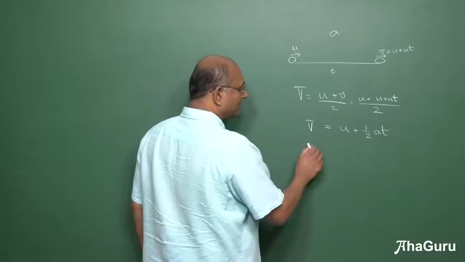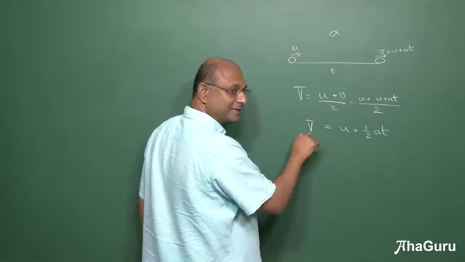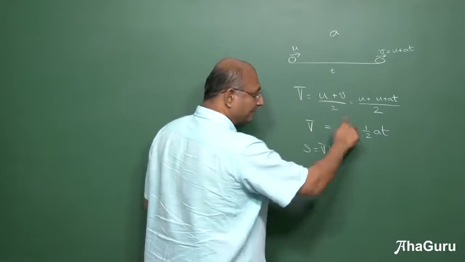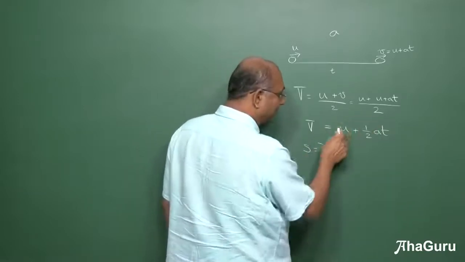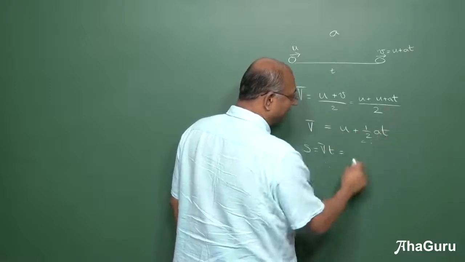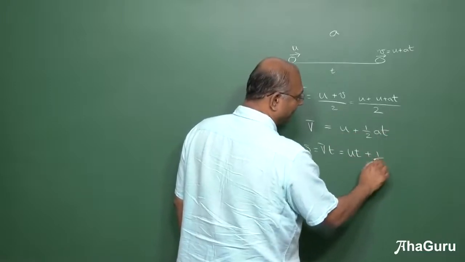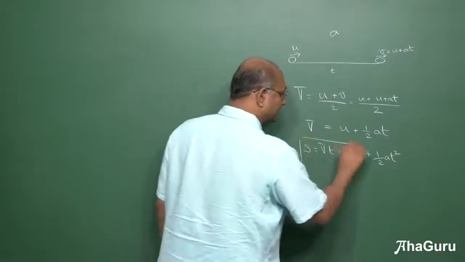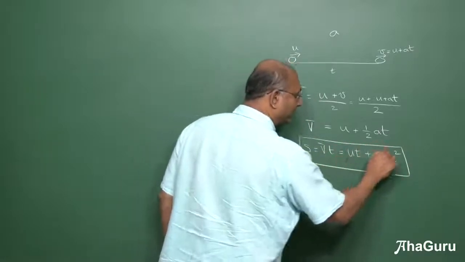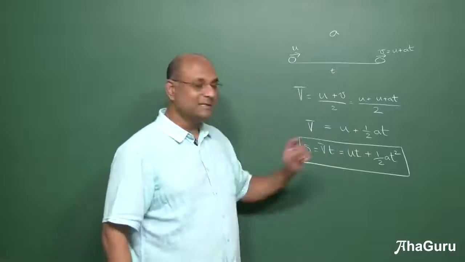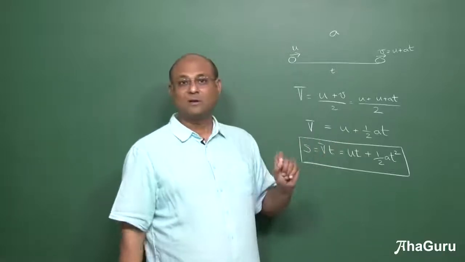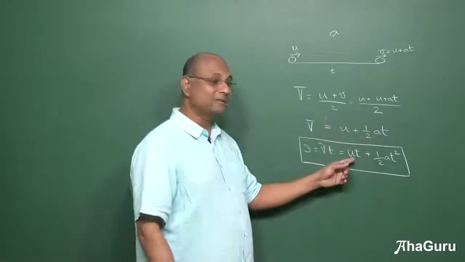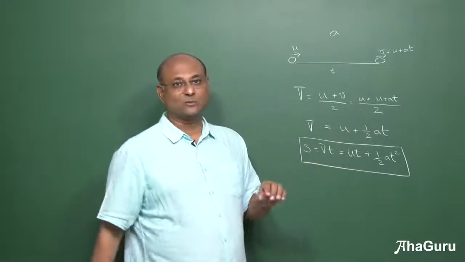Okay. Now displacement is average velocity into time, correct? That means it is this into time. But this into time, u plus half at into t, is ut plus half at t square. So we say displacement is ut plus half at t square. You would have learned this as Galileo's second equation for uniform accelerated motion. We call this the second equation of motion, but basically it's Galileo's second equation for uniform accelerated motion only.